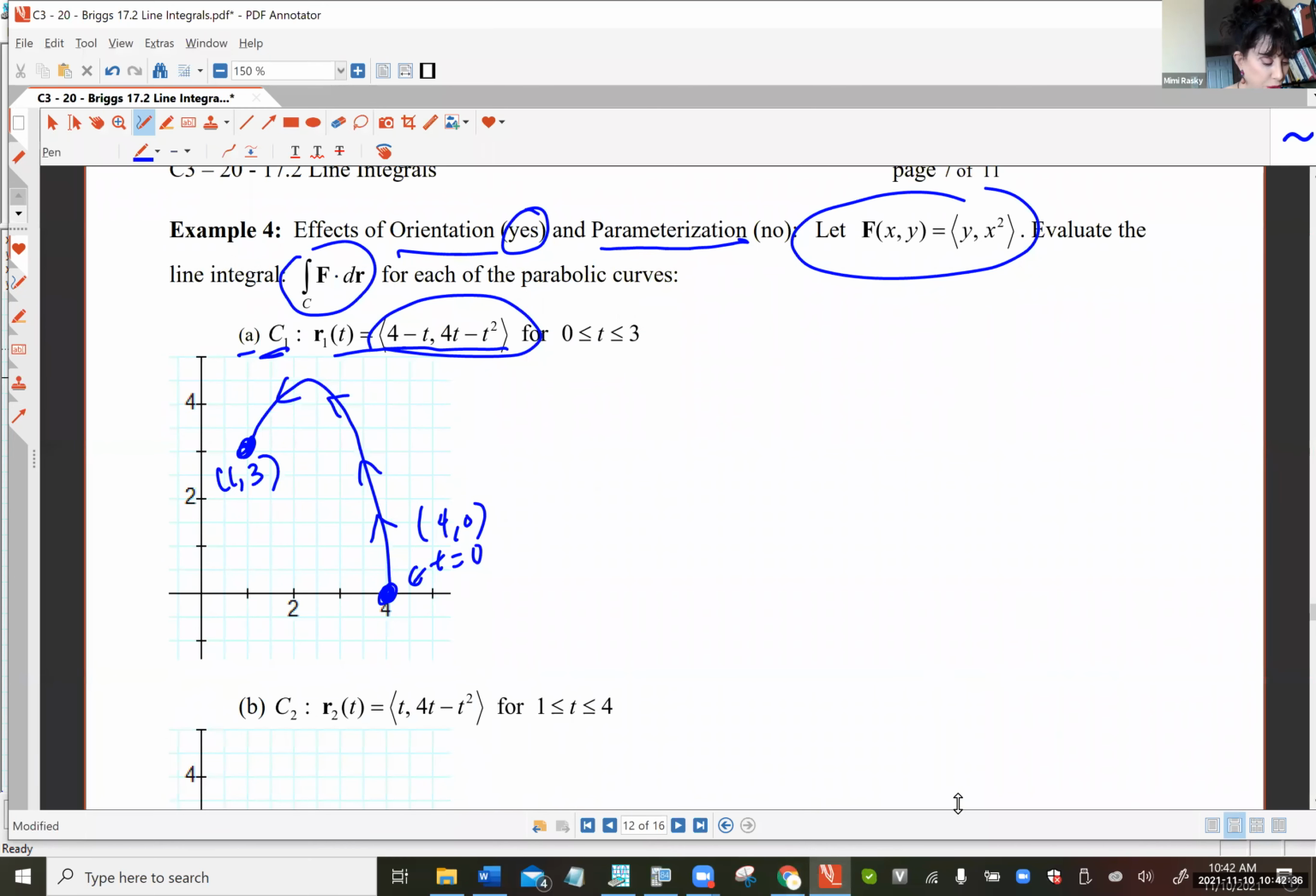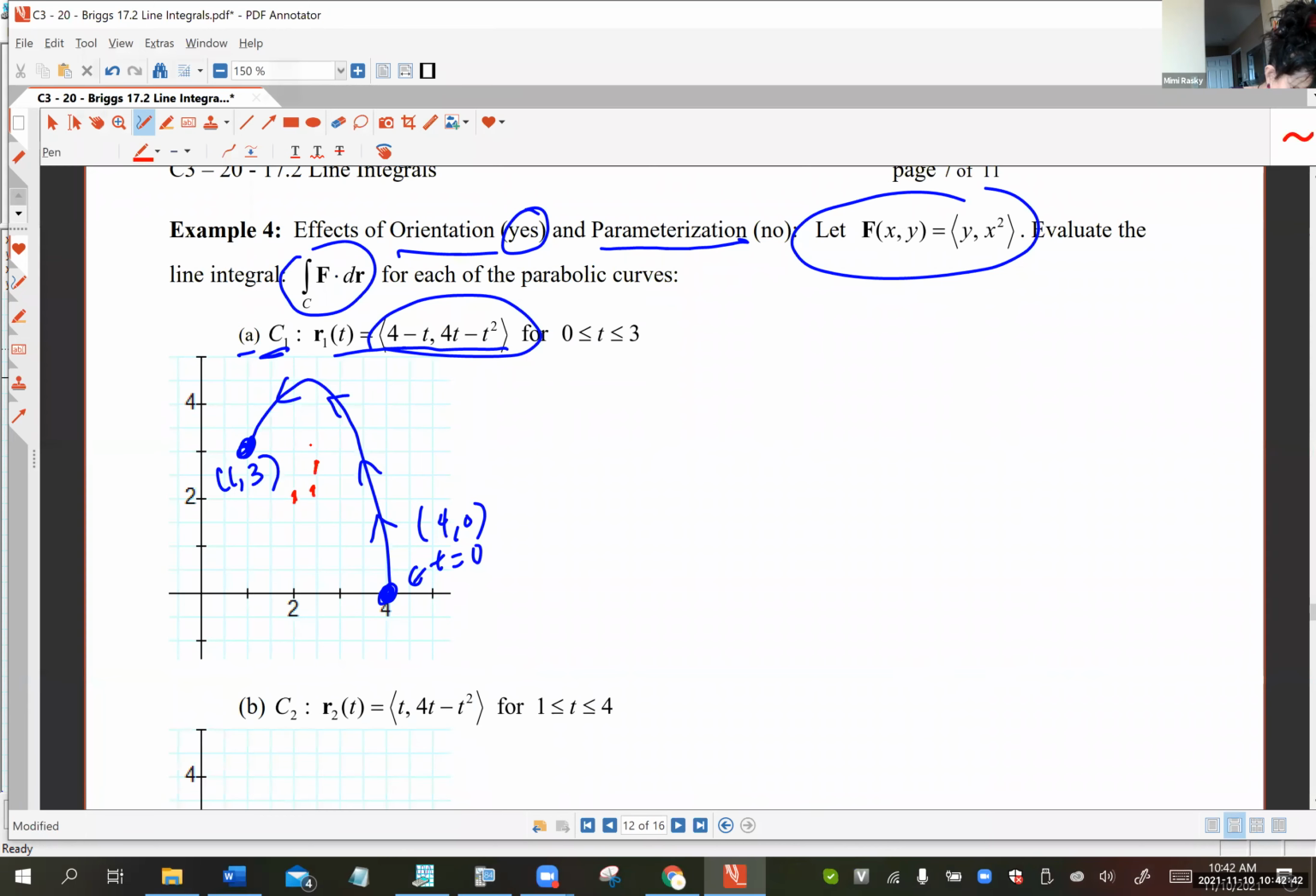So, if I were to draw the vector field here, I guess I would draw a bunch of little arrows, stuff like that. So we've got some vector field here, and this object is moving through the vector field. So how much work is being done on it?